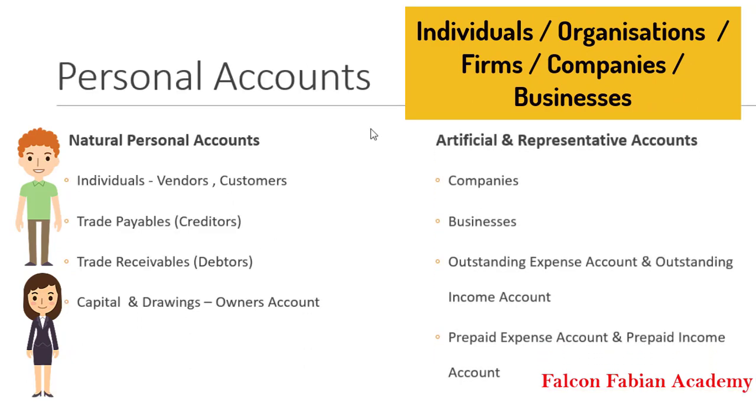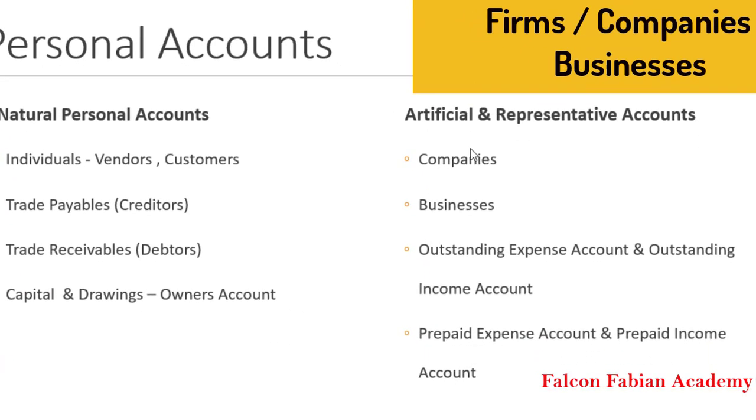The rule for personal account would also be applied to the accounts of artificial persons and representative accounts. Now, what does this mean? By artificial person, it means the accounts of other companies with whom our business has made a transaction, or any other form of business with whom our business has made a transaction.